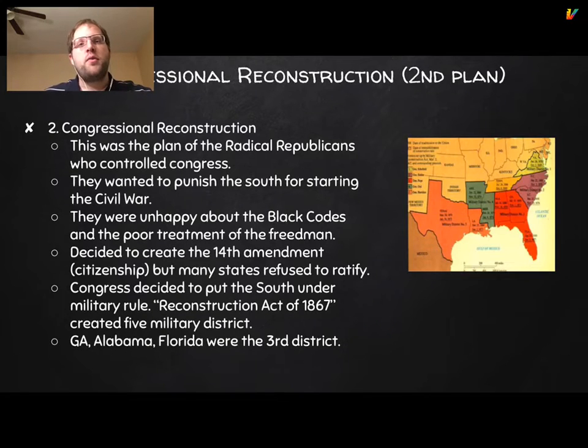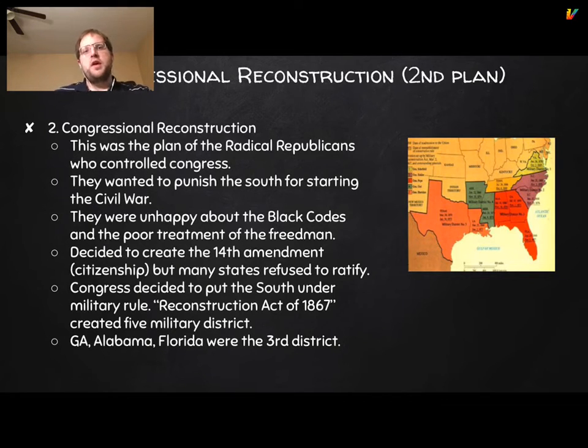All right, the next thing we have is the radical plan, the congressional plan for Reconstruction. So this is the second plan. In this second plan, this is going to be where the Republicans say, we're going to punish the South and get what we want. And basically, they decide that they're mad about them trying to send these Confederates to Congress. They're mad about the Black Codes, and they're going to put a stop to it.